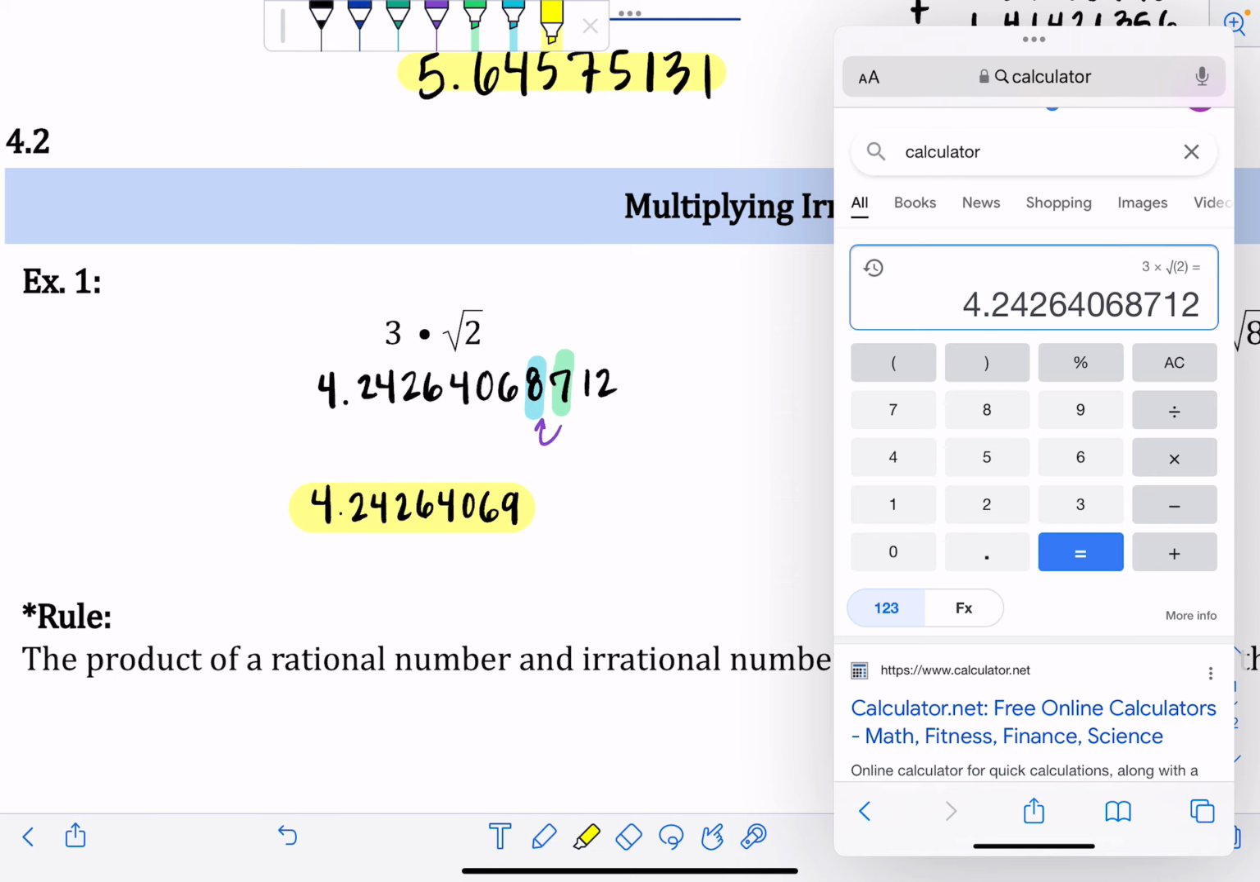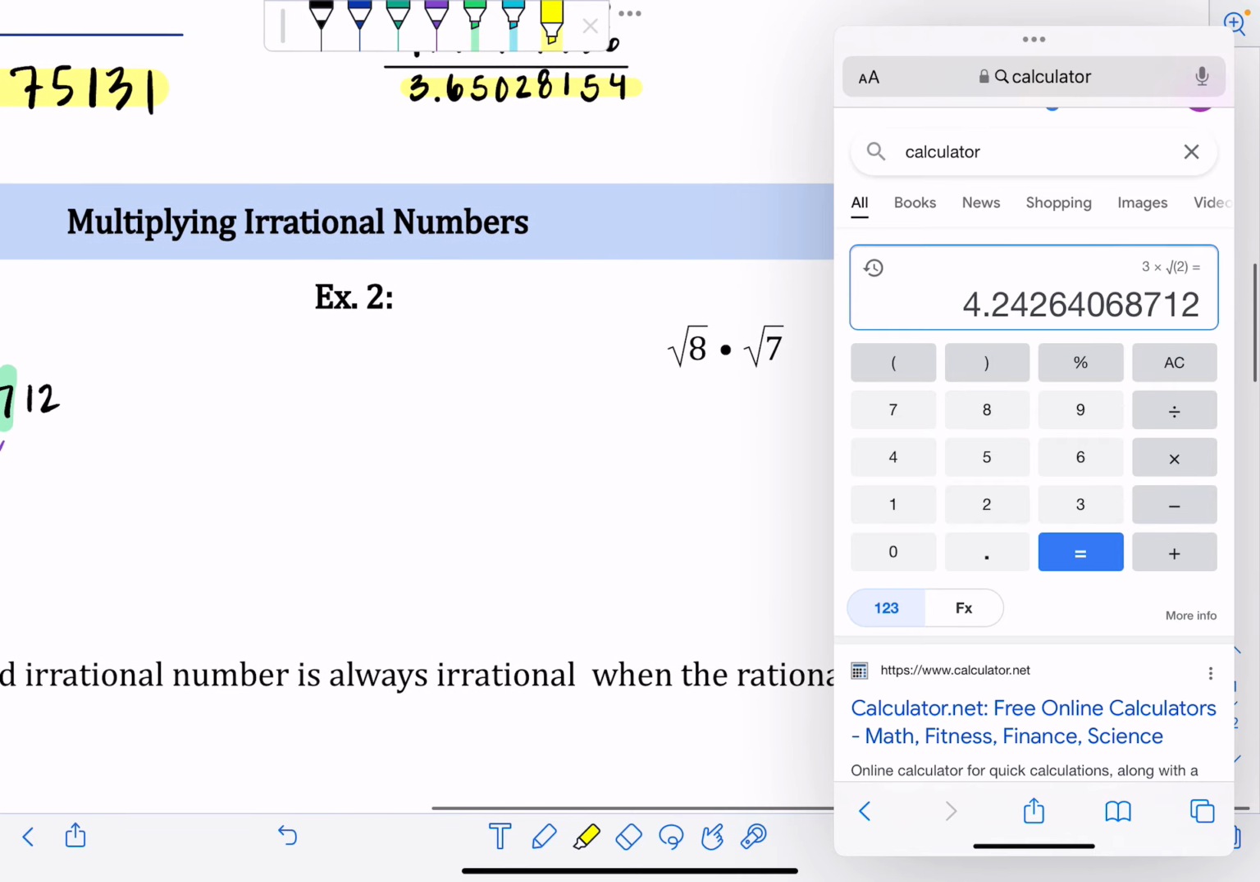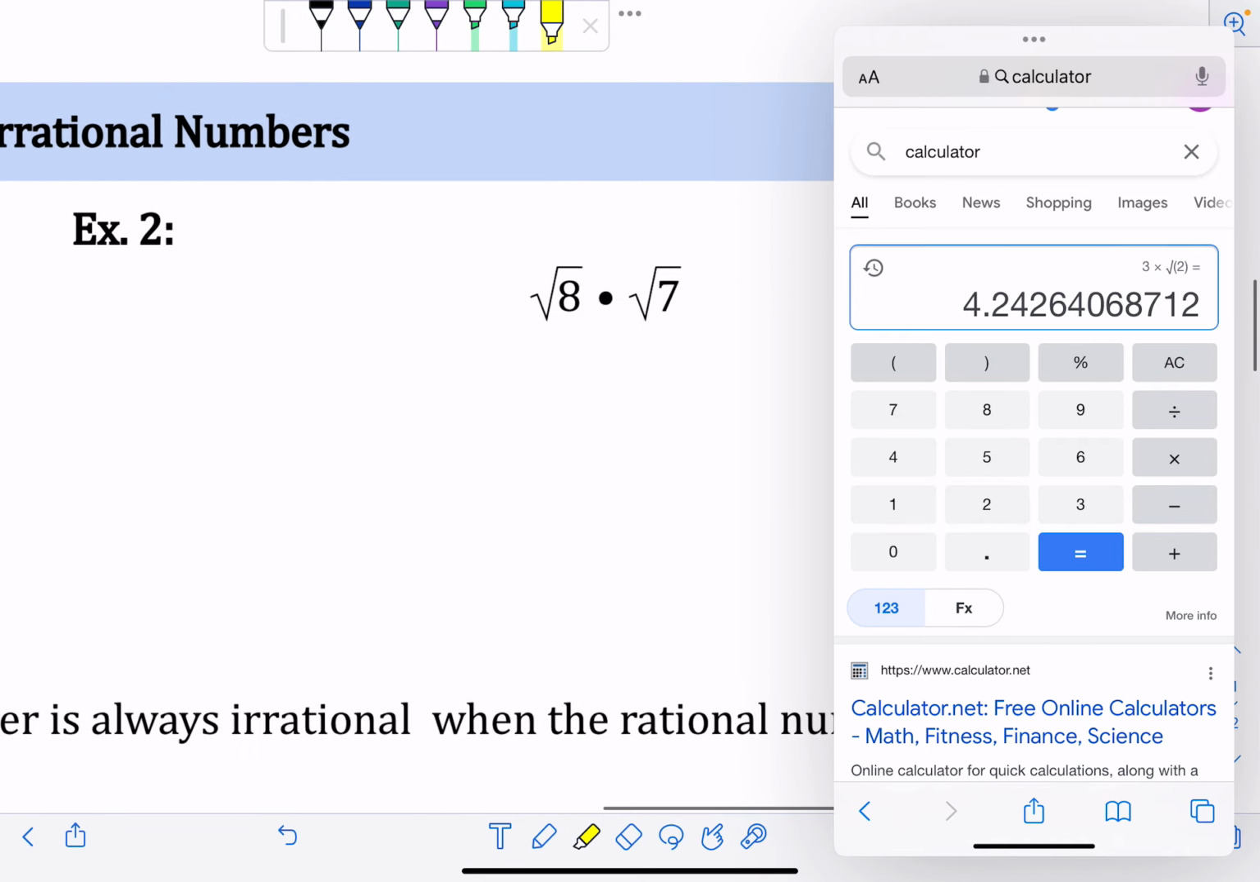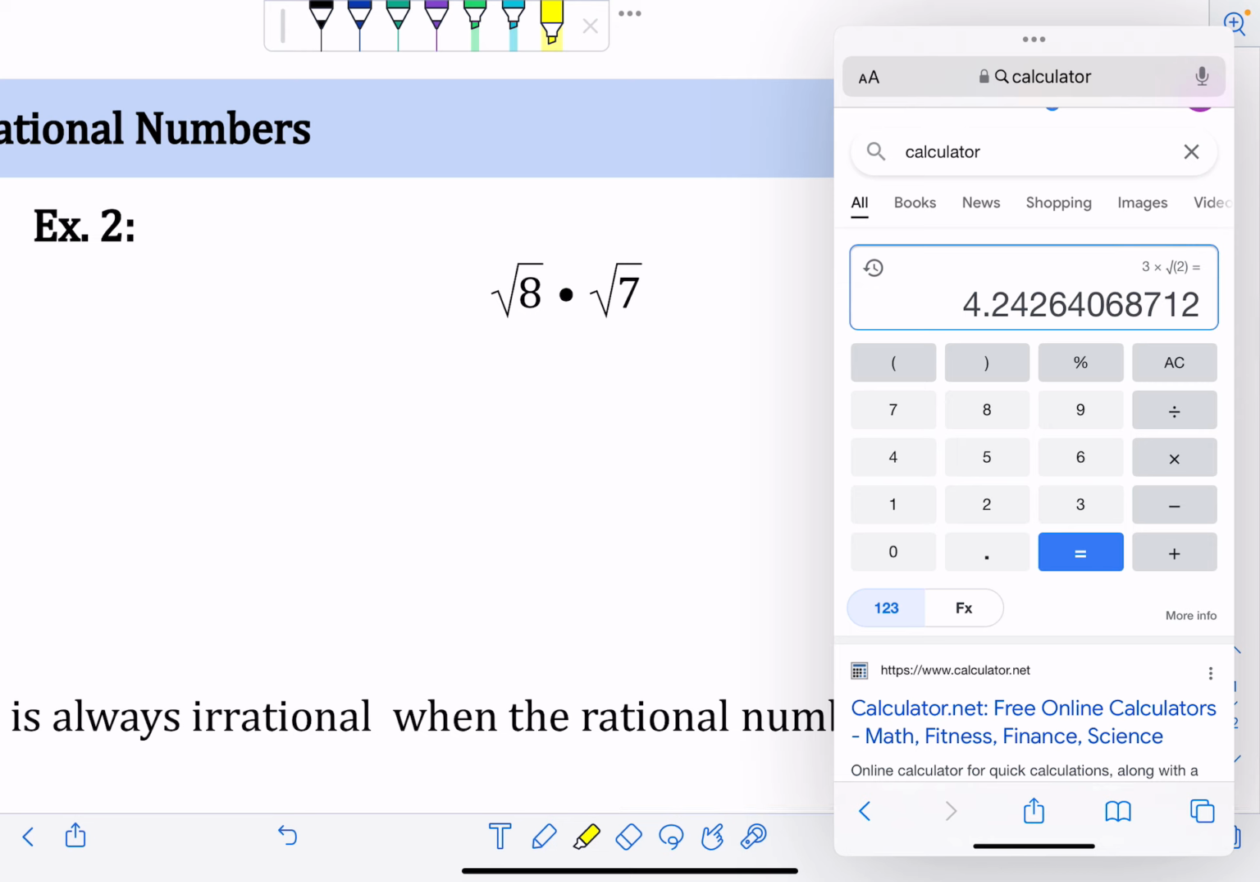And then for example 2, I want to show you a couple different ways to do it depending on what calculator you have. So example 2 is the square root of 8 times the square root of 7. On this calculator, it works out okay because we can use parentheses. But I know that specifically the iPhone calculator makes it really difficult to do this as one step. So I'll show you on this calculator.